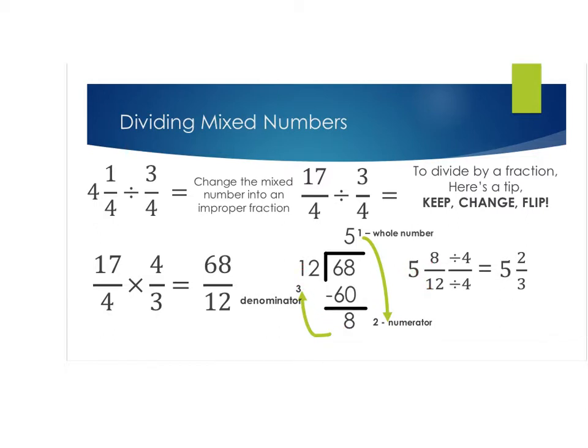But I notice that 8 and 12 have a common factor of 4. So I divided my numerator and my denominator by 4. 8 divided by 4 is 2. 12 divided by 4 is 3. So my final answer is 5 2/3.